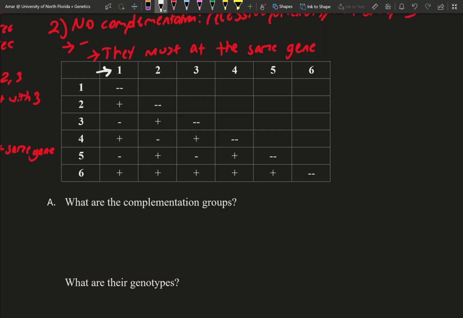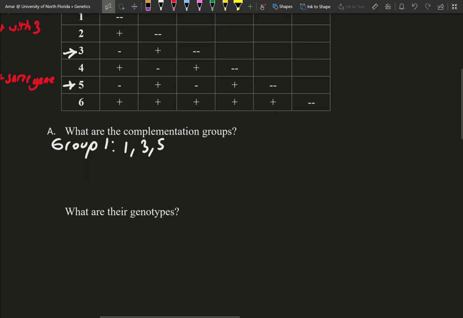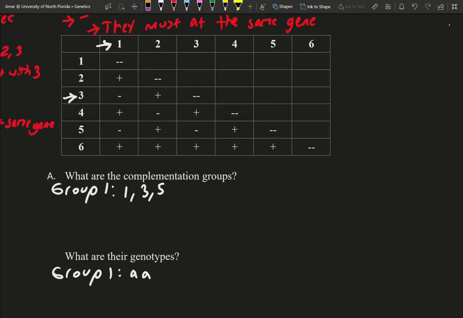Individual number 1 does not complement with 3 and 5. So therefore, because they do not complement with one another, they belong in the same group: 1, 3, and 5. And because they belong in the same group, they must be recessive at the same gene. Okay? So let's call the gene that they're recessive at little a. Cool. Now we've done group number 1.